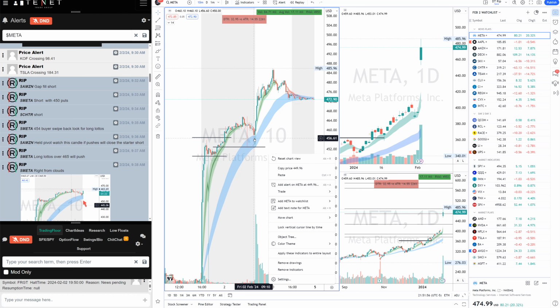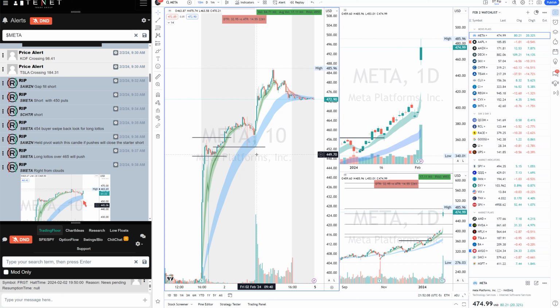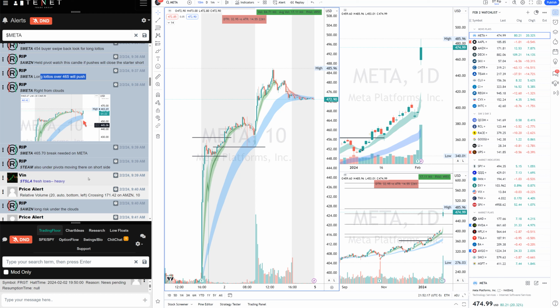My levels were 450, and of course Ripster Cloud is always a level, but it respected the system, right? And I was not looking for a gap fill anyways. I was looking for a little short and then swipe back anyways. So that was the swipe back, and then we go right into the lottos. And I was guiding everybody on the voice that once we break 466, remember the pivot I gave in pre-market, then it's going to go. Nothing is too high, guys. Dividend is a big deal.